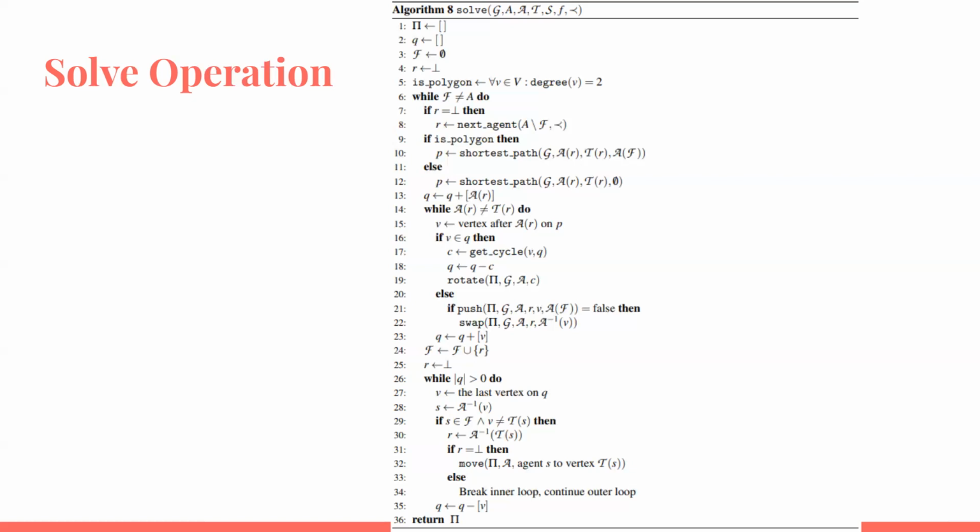Now we clean out Q and make sure all the resolving agents have been returned. While we're going back through Q and we're trying to move a resolving agent back and their goal destination is actually occupied, then we break and we start a new iteration of the while loop at line 14. And we basically now set that agent as R, the occupant.